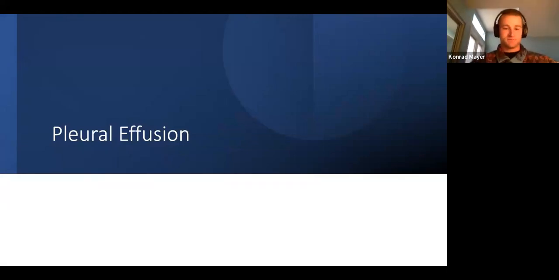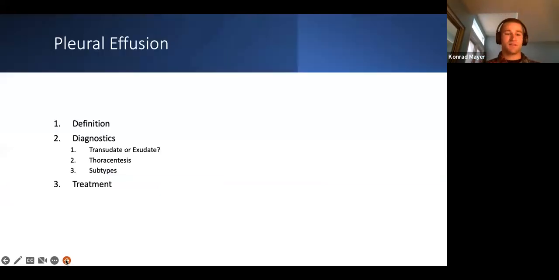Pleural effusions. I'm going to start with a few definitions because, especially with this topic, the definitions already gave a lot away of what the whole topic of pleural effusion is about. And after showing you two definitions, we'll go through the diagnostics, and we'll start with this very important distinction of transudate and exudate, and we'll get into Light's criteria.